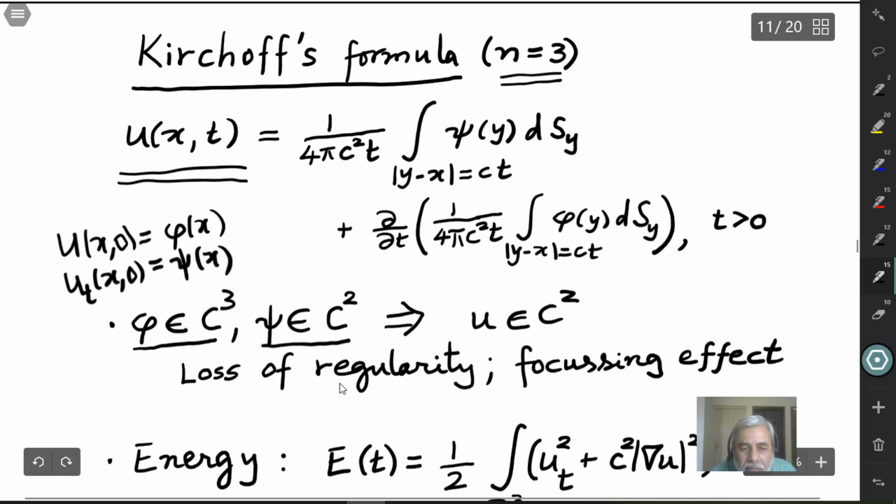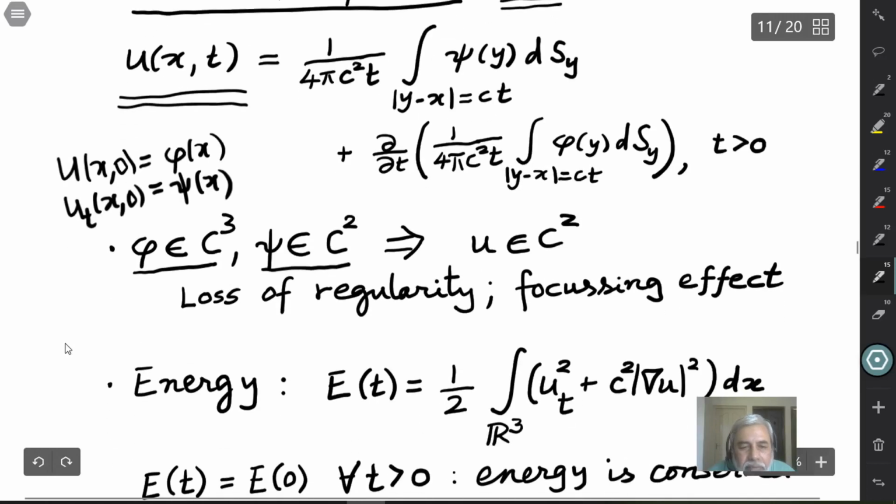This is referred to as loss of regularity. We have already seen this in some cases earlier also. In this case, it is also referred to as the focusing effect. This loss of regularity in general will create problems when we want to apply this linear theory to prove existence of solutions to nonlinear equations. That is the qualitative behavior as far as smooth solutions are concerned.